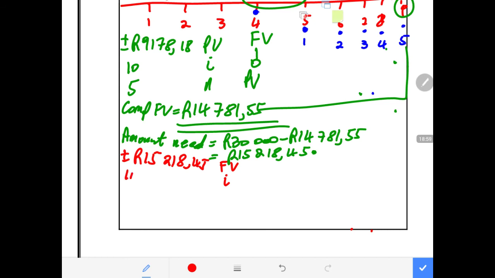Interest is at 10% now. Our N is 5 years, because we'll be paying the 10% for the next 5 years. We are computing the PMT: how much must he pay now in the next 5 years, with the remaining balance of 15,218.45 as the available balance? How much must he pay?